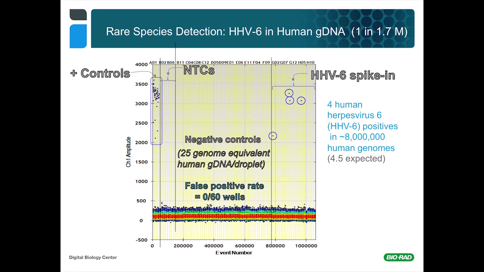If you then look at the experiment to the right and say, if I now put in an extremely low amount of HHV6 DNA at a concentration where you expect to have about 4.5 HHV6 positive droplets in 8 million human genomes, you in fact get 4 positive droplets. We were extremely lucky to get so close to the expected, but the fact is that they're bona fide positives, and you have a sensitivity that's well beyond 1 in a million if you have very clean practices for PCR and clean solutions.